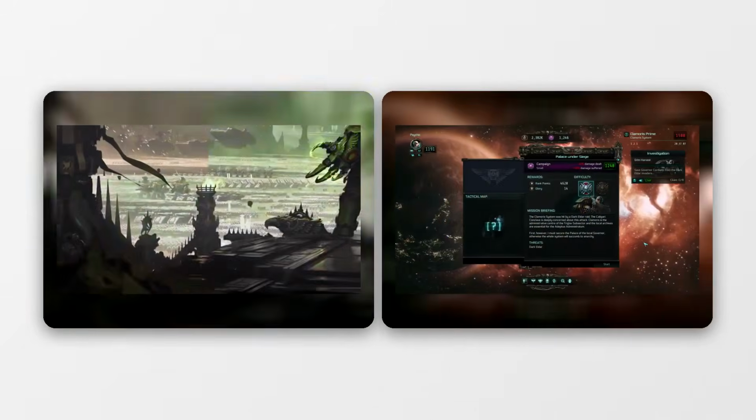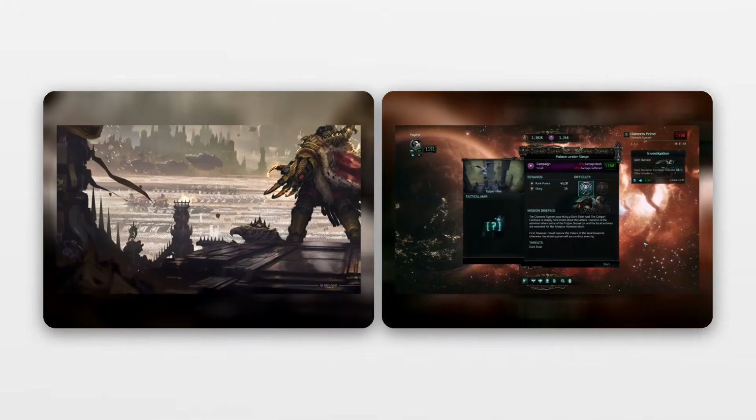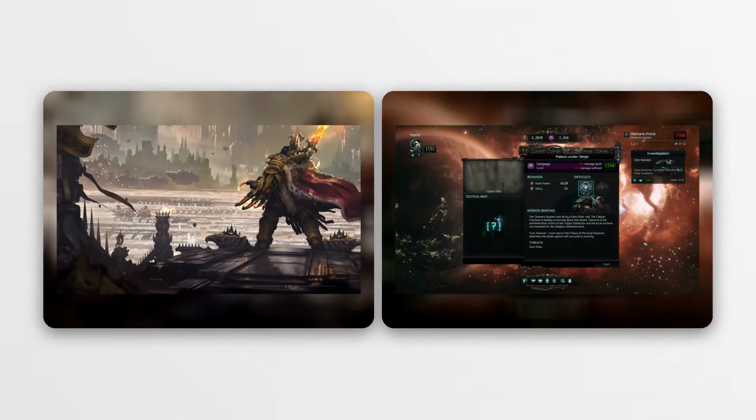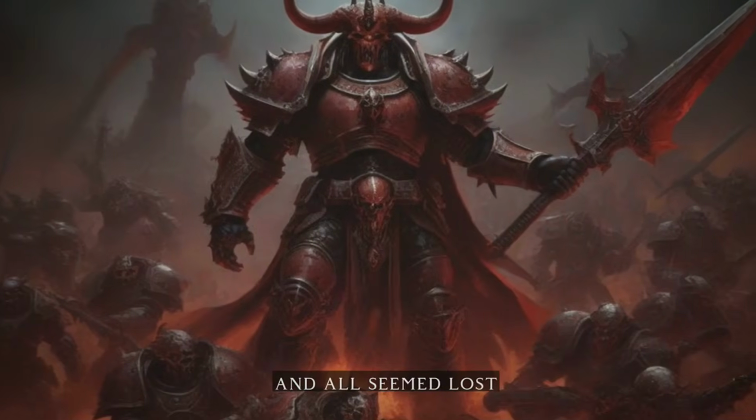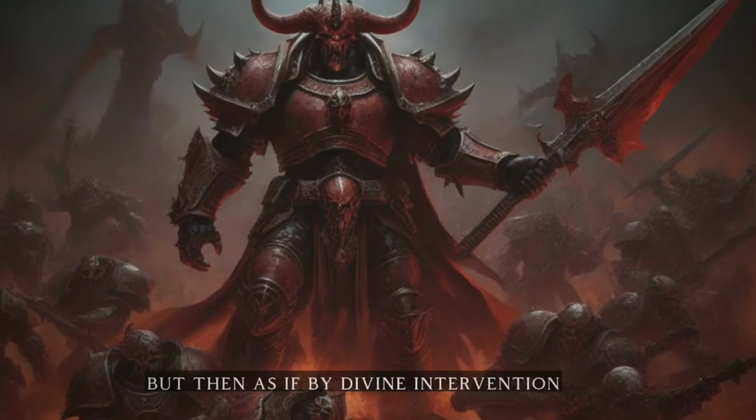This act, intended as a desperate plea, had disastrous consequences. The wards, designed to protect Terra from all psychic intrusion, shattered under the strain, inadvertently creating a pathway for demonic incursions and leaving the throne world vulnerable. The Emperor, already burdened by the burgeoning rebellion, perceived this as a direct act of defiance and a grave betrayal.